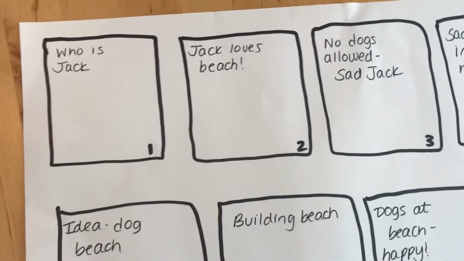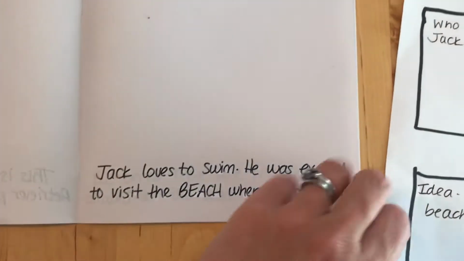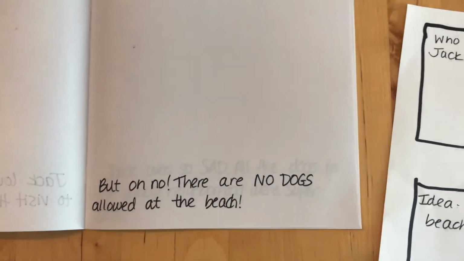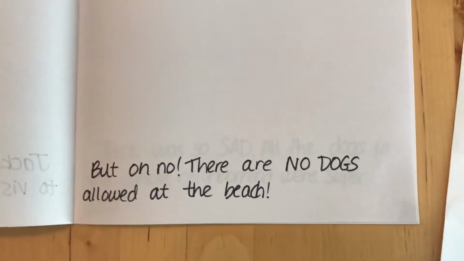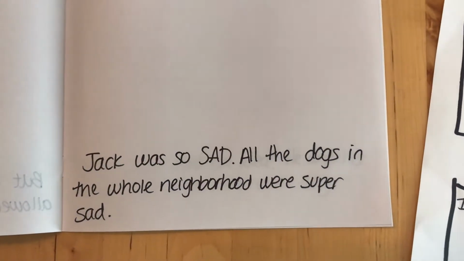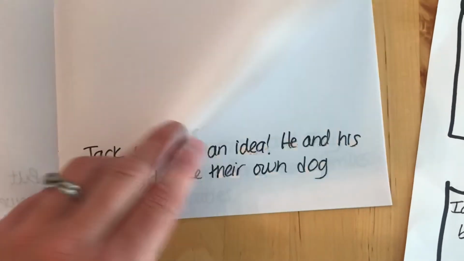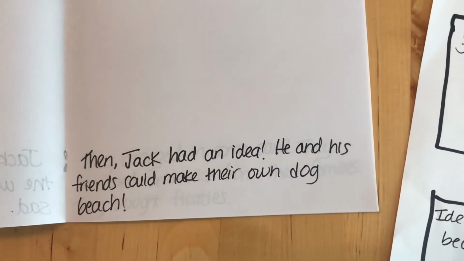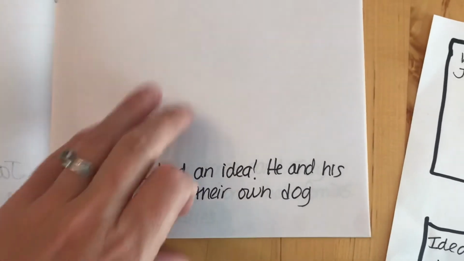Page 2, Jack loves the beach. Jack loves to swim. He was excited to visit the beach when summer came. This is the but part. But oh no, there are no dogs allowed at the beach. Jack was so sad. All the dogs in the whole neighborhood were super sad. Then, here's the so part. Jack had an idea. He and his friends could make their own beach.